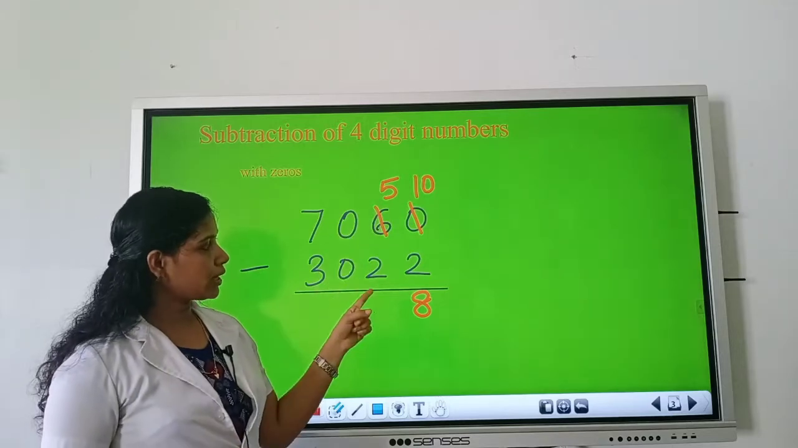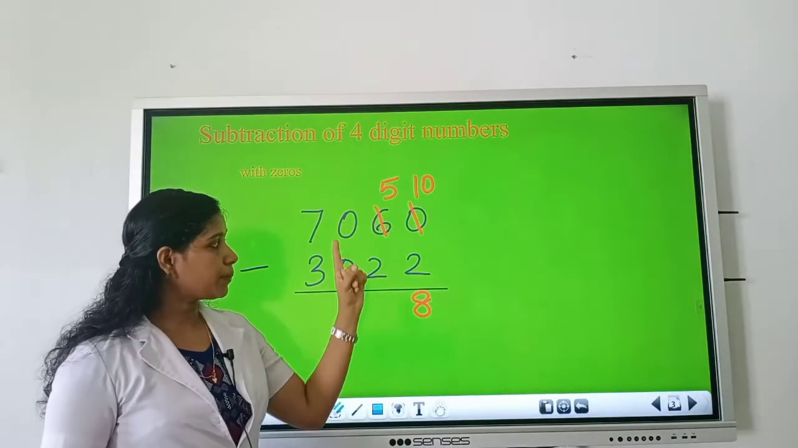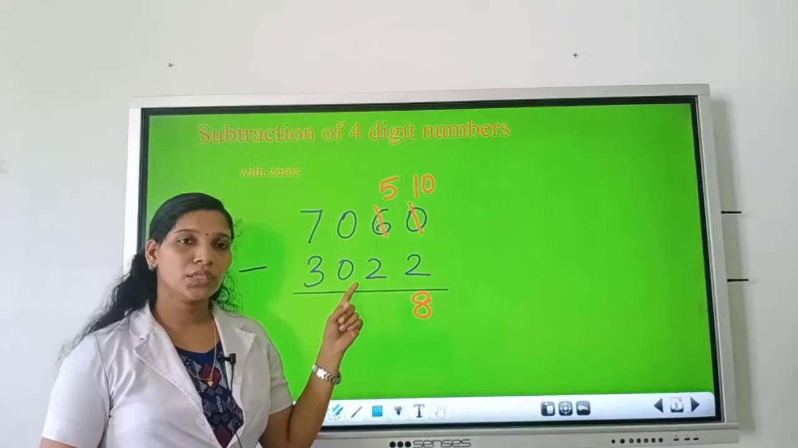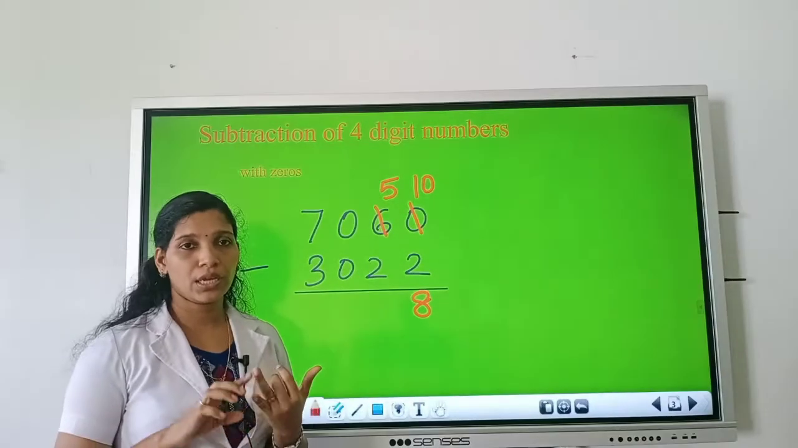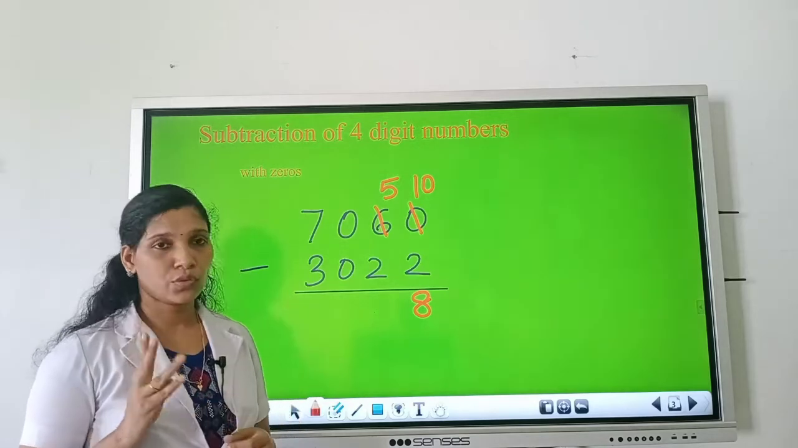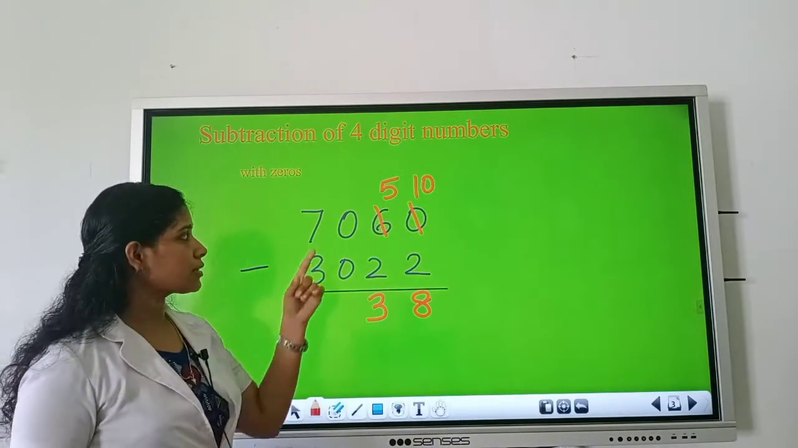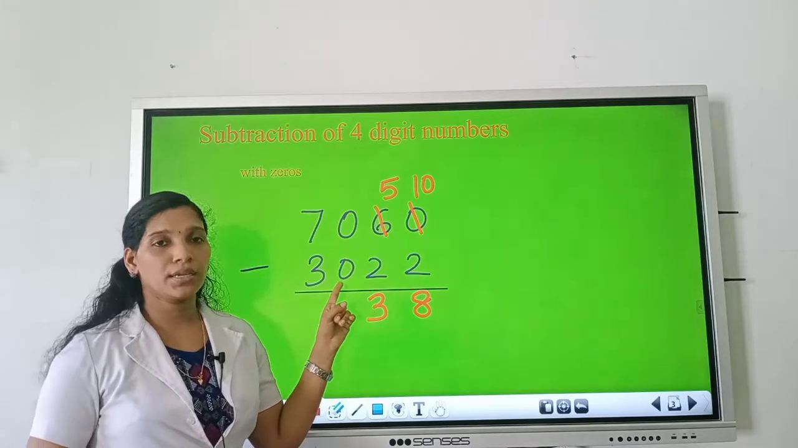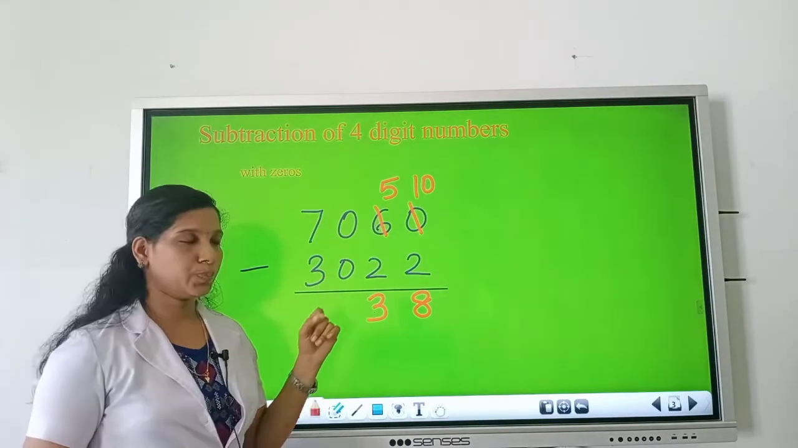Now what about 5 minus 2? 5 is a bigger number, 2 is a smaller number. So we can subtract. Add to 2, 3, 4, 5. 3 numbers. Okay. Next is 0 minus 0. 0 minus 0 is what, children? It's 0.